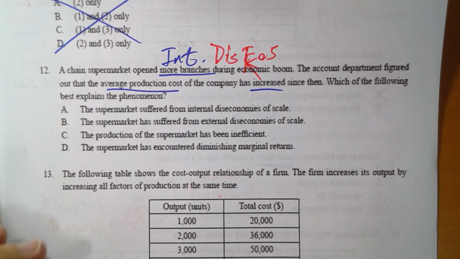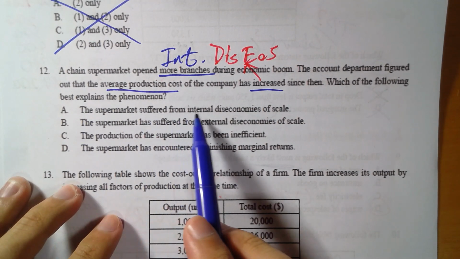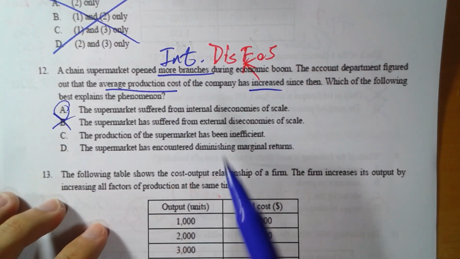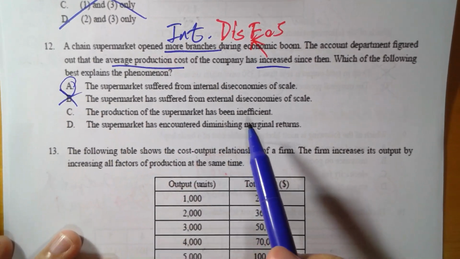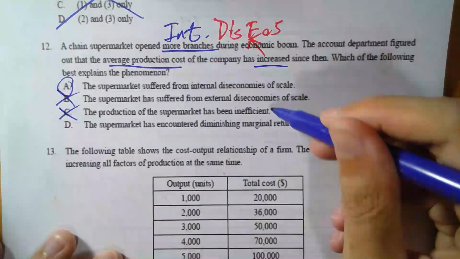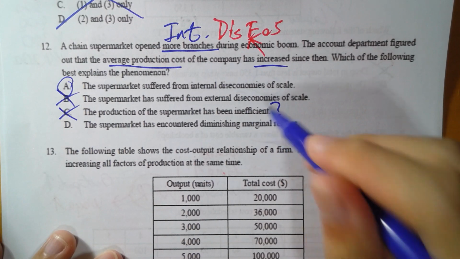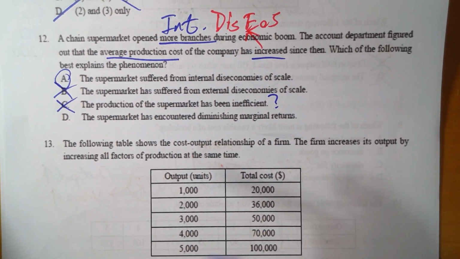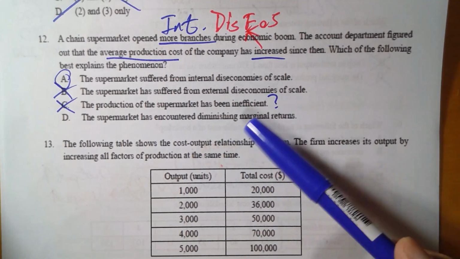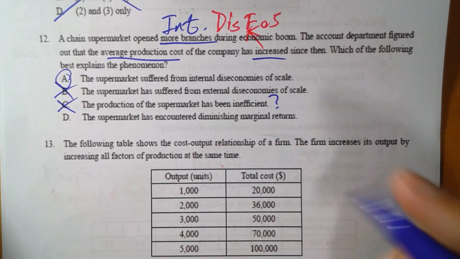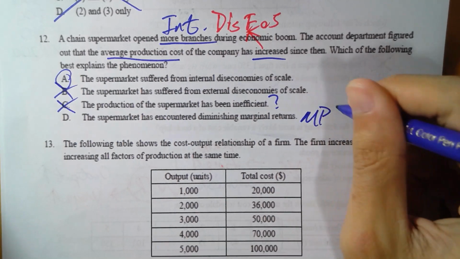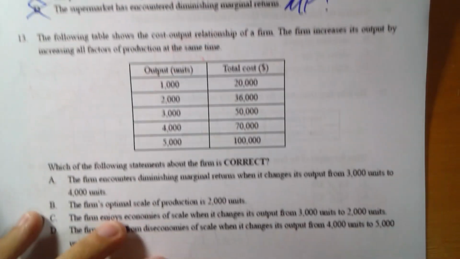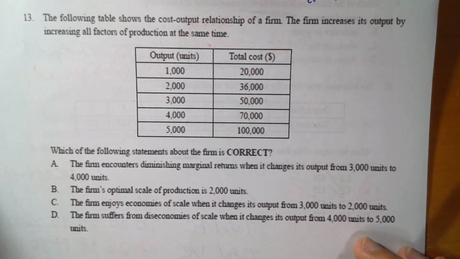So let's see. Answer: suffer from internal diseconomies of scale. This is the answer. B is not correct. C, production has been inefficient. You haven't learned the word inefficient, but let me just tell you, no, not the case. Now, supermarket has encountered diminishing marginal return. Do you know anything about the MP? No, not this case. Now final MC, and then we move on to the short questions.